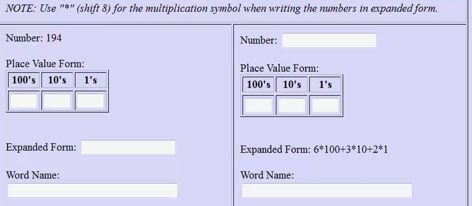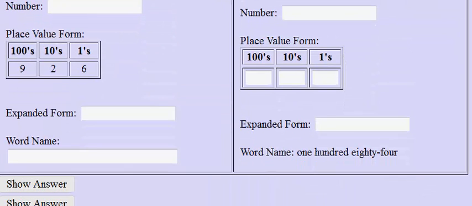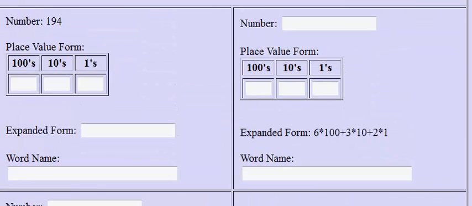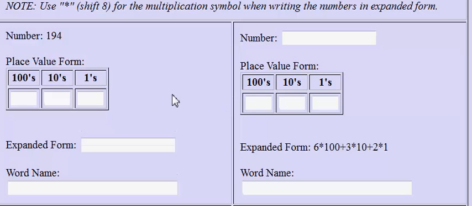In this video I'd like to do 4 examples. This represents one example, this a second, and then eventually we'll move down to example 3 and 4. In each of the 4 examples we will have a number written in 4 different ways: in number form, place value form, expanded form, and then we will write the word name.